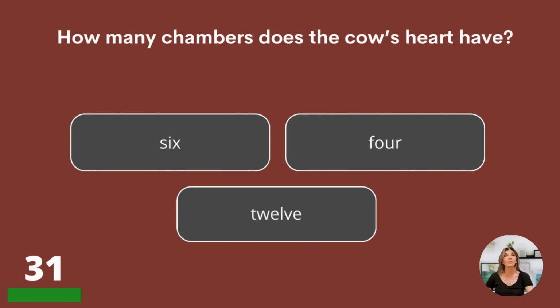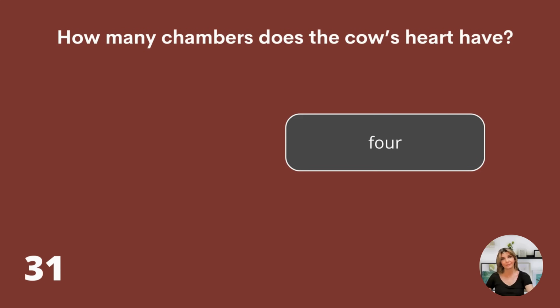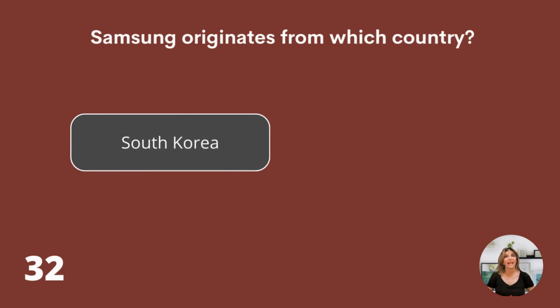Question 31. How many chambers does a cow's heart have? 6, 4, or 12? Four. Samsung originates from which country? South Korea, India, or Italy? South Korea.